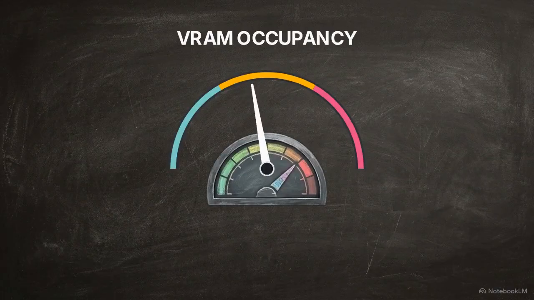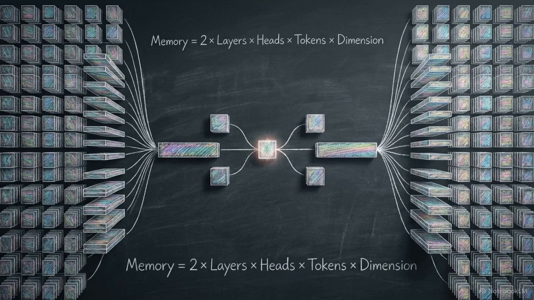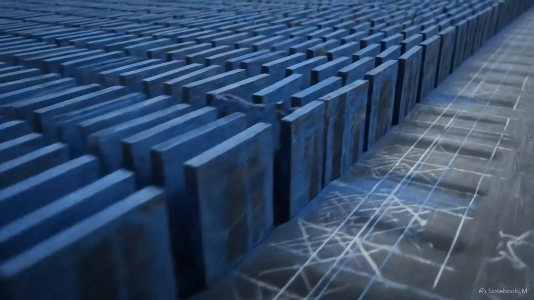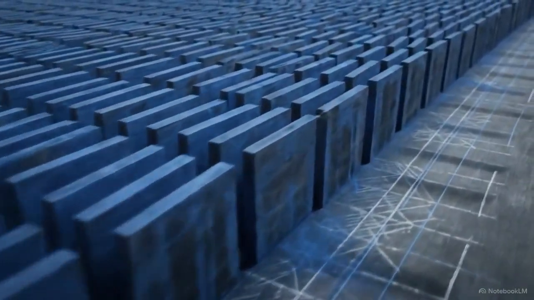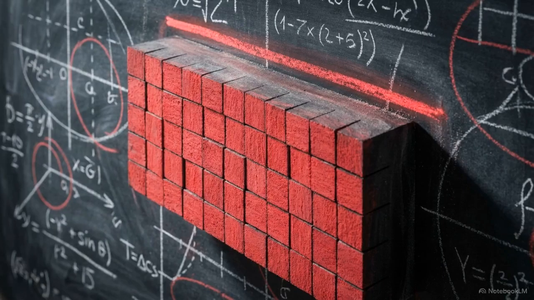But the KV cache solution exacts a heavy toll. For every single token processed, the hardware must hold 2 distinct floating point values, multiplied by the number of layers, heads, tokens, and the embedding dimension. Storing these massive, high-dimensional key and value tensors across dozens of layers scales linearly. This data inevitably fills the GPU memory, imposing a hard ceiling on the model's context window.